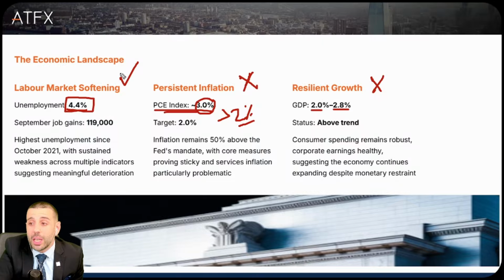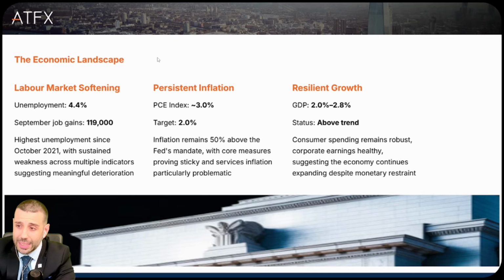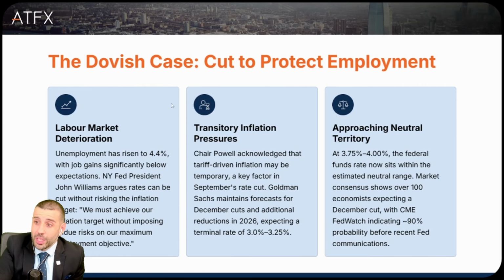As you can see, we have three factors, three parameters, and two of them are not clearly a yes in terms of resolving the question of whether the Federal Reserve should cut the interest rates. The answer should be no in this case, following the macroeconomic data and the main economic policy manuals. The dovish case is to cut to protect employment. That's the only reason they want to cut the interest rate, just in case, to protect the labor market.